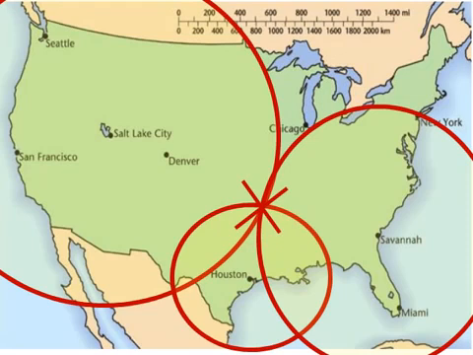I have my 3 circles. They all intersect in a single spot. I've marked that with an X. That's where the epicenter is. That is the only place in the United States that is the correct distance from Salt Lake City, the correct distance from Savannah, and the correct distance from Houston.